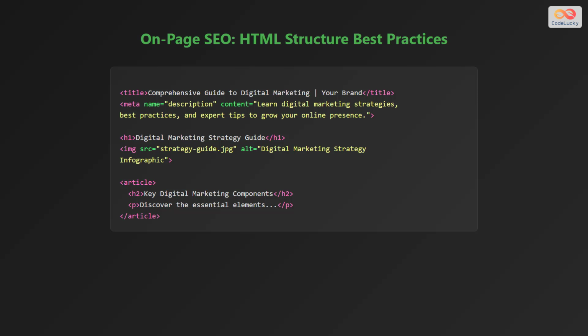H1 tag should clearly define the page's main topic. The alt attribute of the image tag should describe the image, improving accessibility and providing SEO context. The article tag contains the main content of the page, with headings and paragraphs to structure the information.